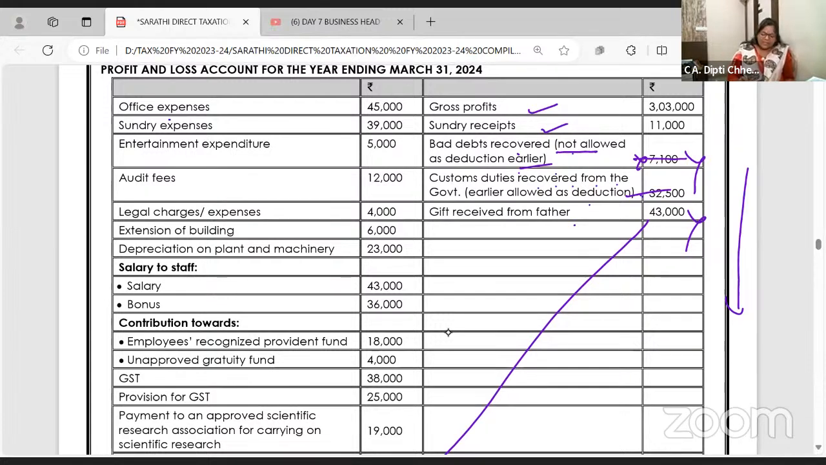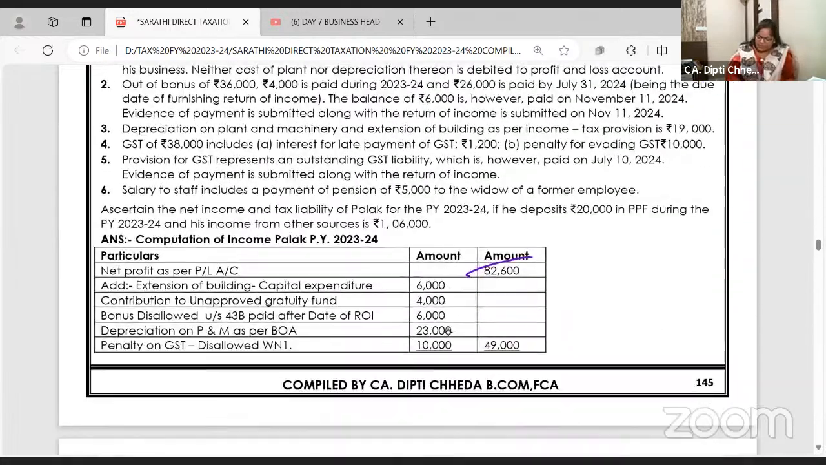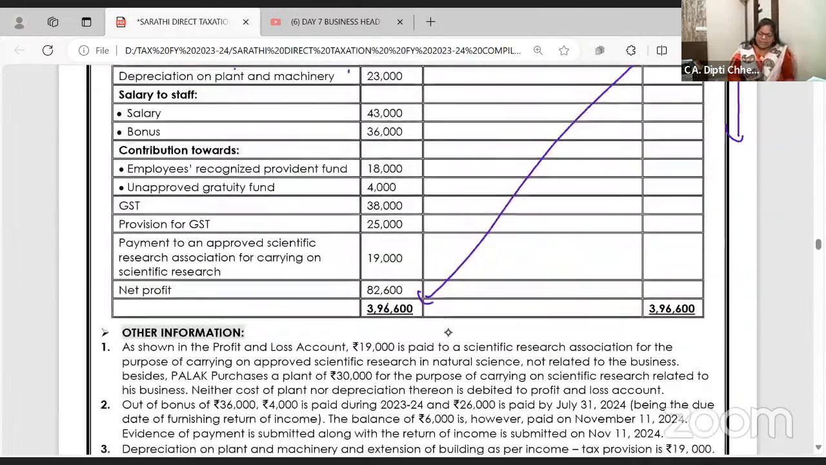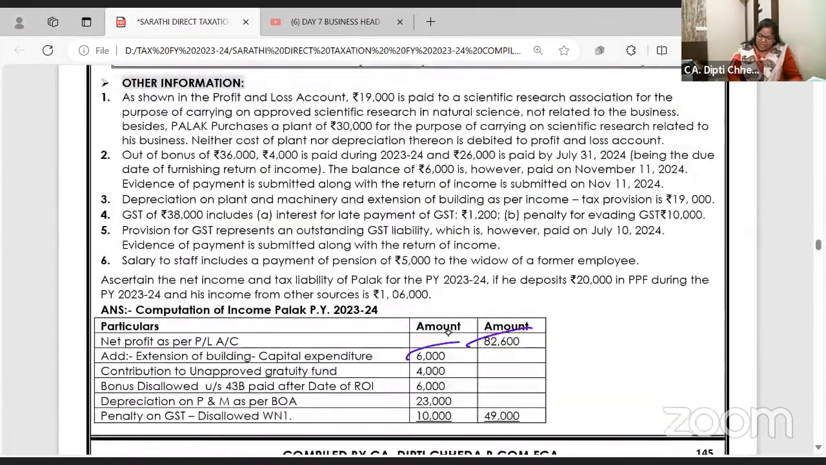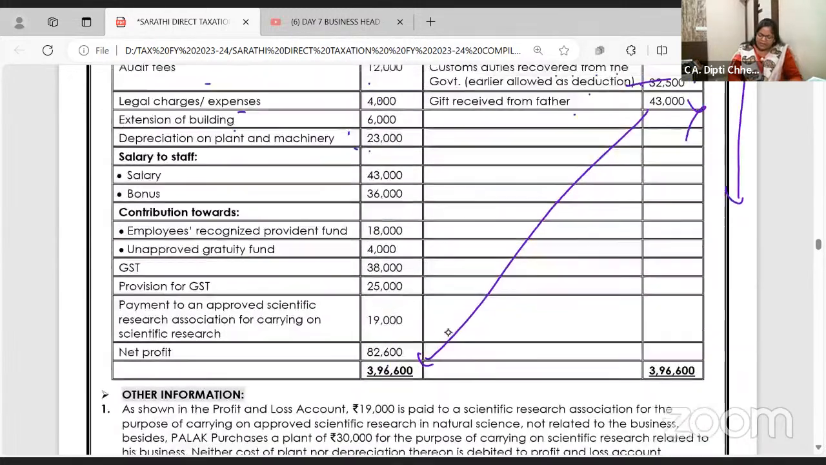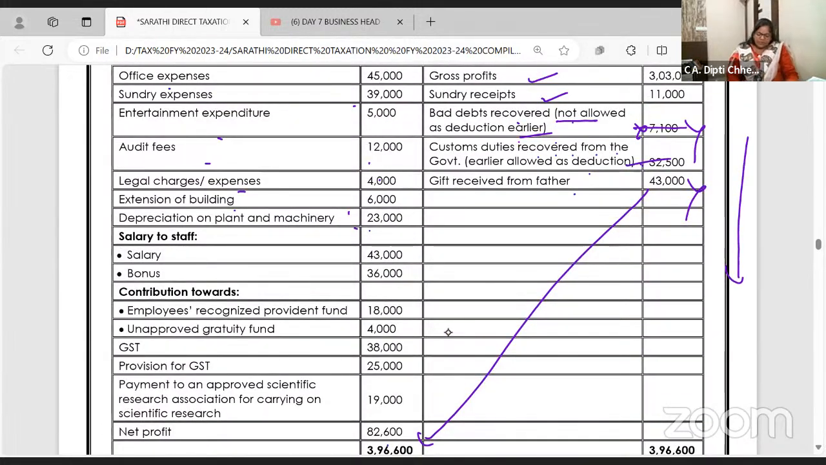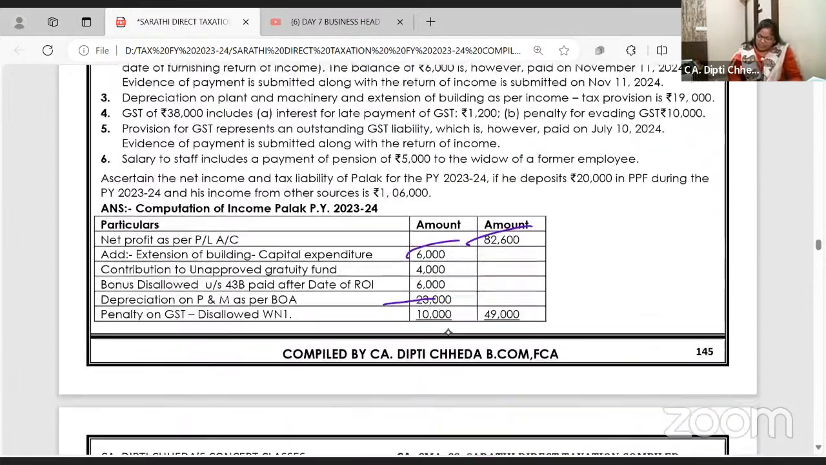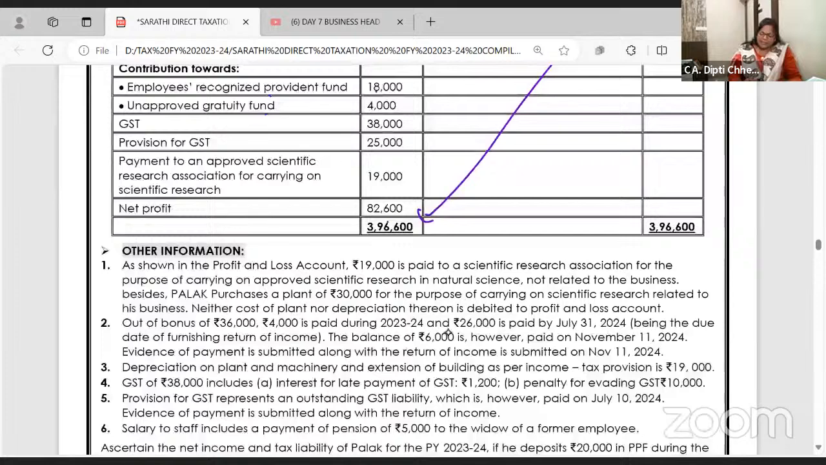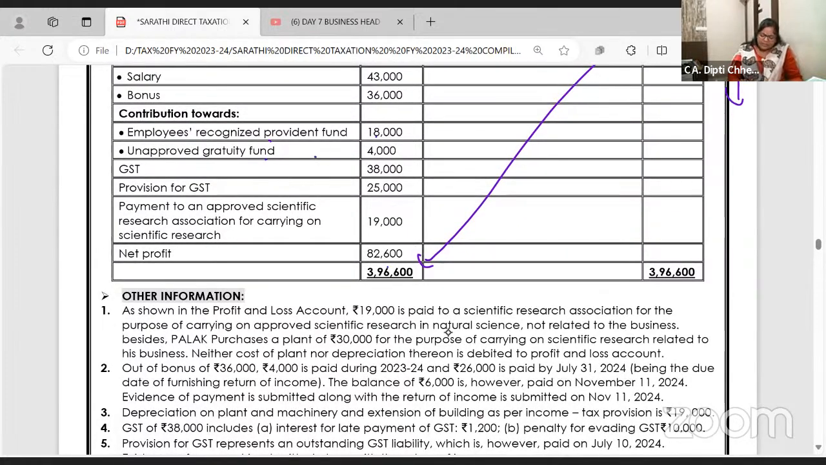Office expenses allowed. Sundry expenses allowed. Entertainment allowed. Audit fees allowed. Legal charges allowed. Extension to the building, 6,000, add back. It's a capital expenditure, not allowed. Depreciation on plant and machinery as per books, add back. Salary to staff allowed. Employees contribution allowed. Unapproved, approved gratuity fund, superannuation fund, okay. Unapproved fund में अगर आप पैसे डालोगे, it's not allowed as business expense.